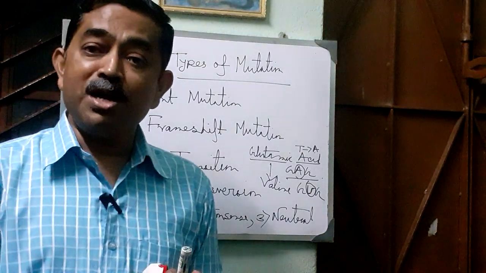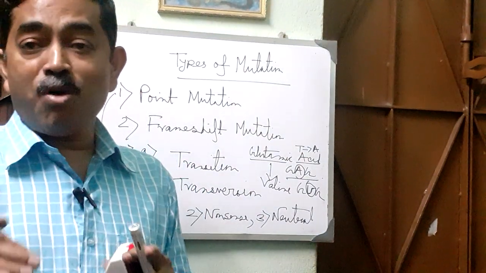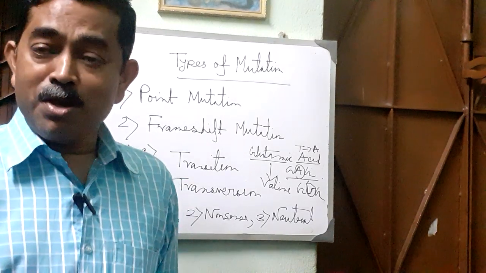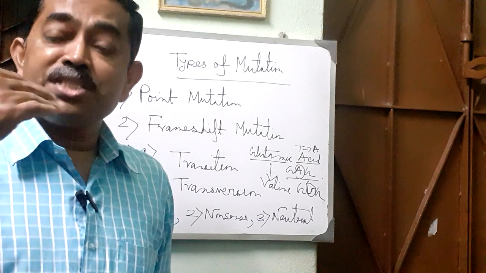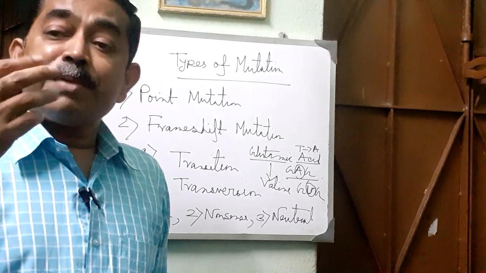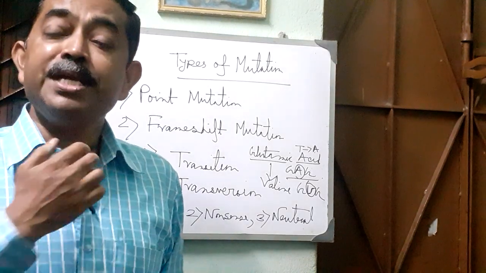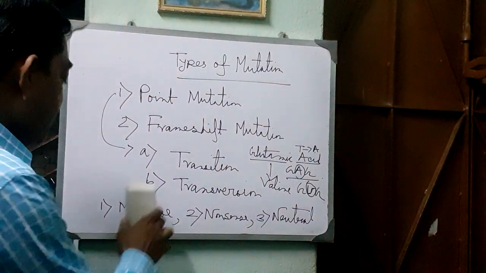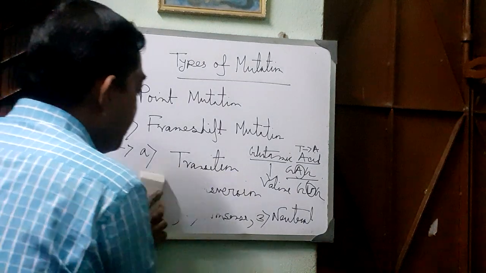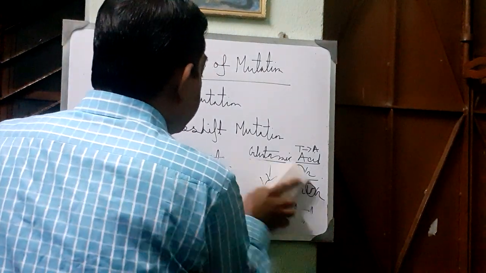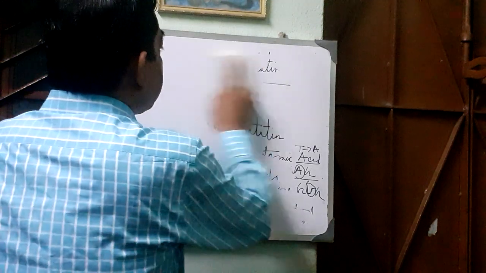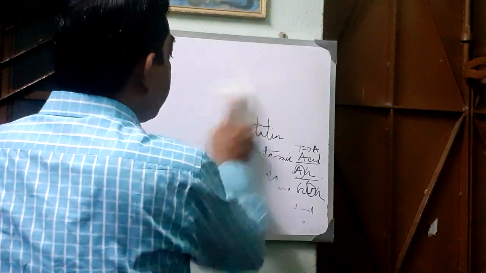Another thing: when observable phenotypic changes in characteristics are seen in a particular organism due to mutation, it is called a mutant. And another term will come in this discussion, which is frameshift mutation.